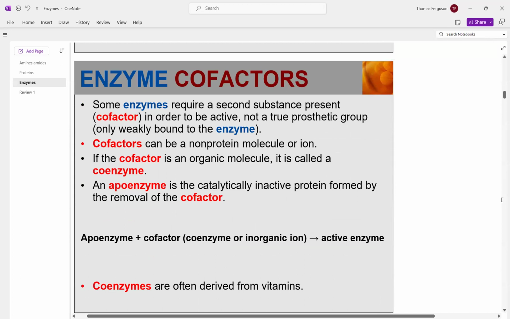Many enzymes require additional chemicals. They're either another protein or a non-protein. Things like vitamins, and they're called cofactors.